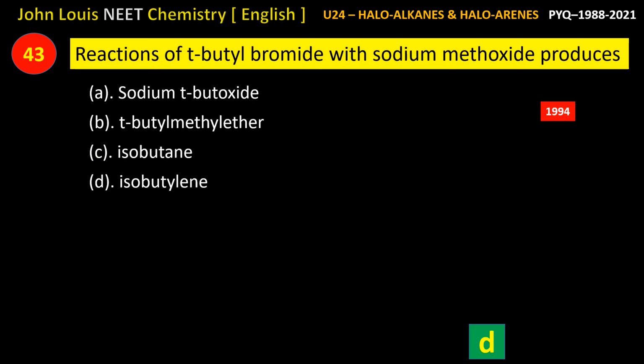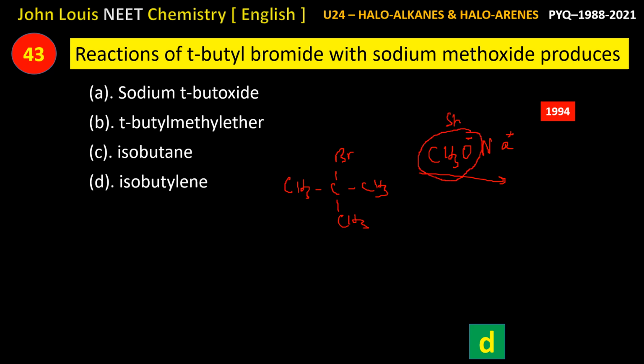Reactions of tertiary butyl bromide with sodium methoxide produces. So they are given 4 options. Let us take the substrate first. Tertiary butyl bromide, CH3, Br, CH3, CH3. Okay, this is tertiary butyl, this is bromide. It is treated with sodium methoxide. So methoxide is CH3O and sodium. So this is Na plus and CH3O minus. So in this salt, this CH3O minus is a strong base. It is a strong base. So in the presence of strong base, elimination reaction will take place.